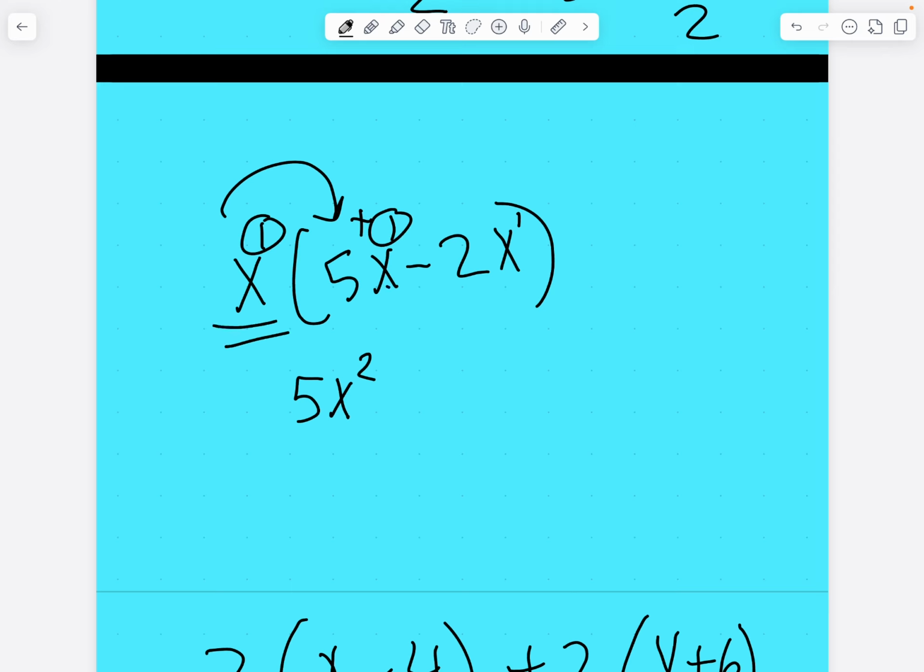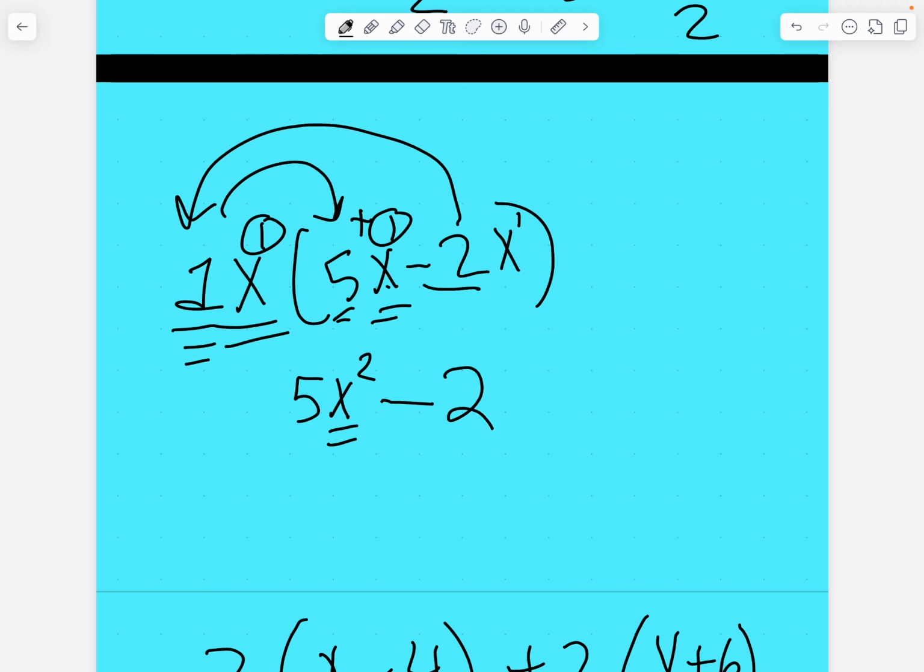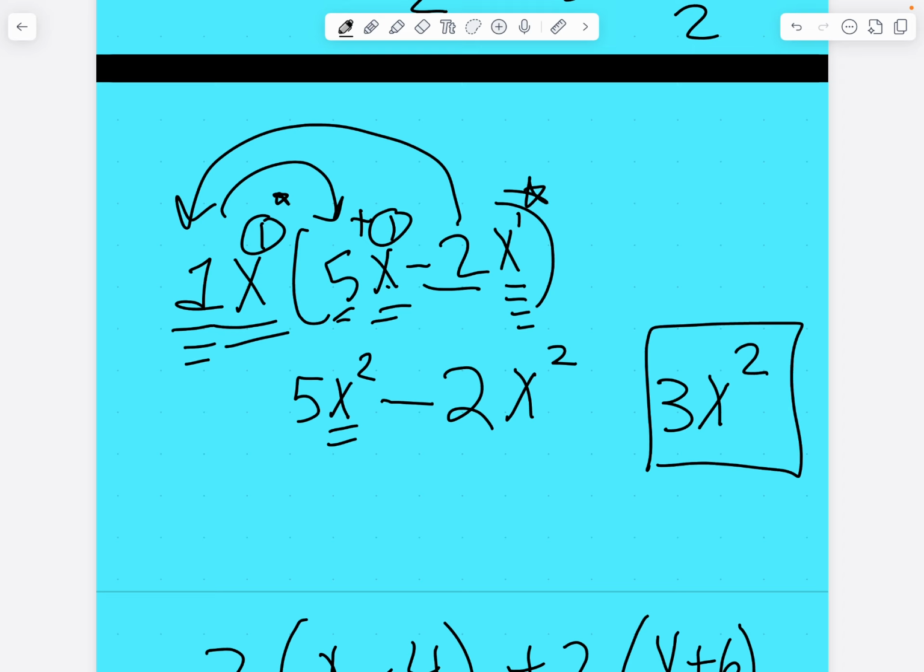I brought down the x, and then 5 times the invisible 1 got me 5x squared, minus 2 times 1 is 2, but it's negative 2 times 1. Probably a better way of saying it. And I'm going to bring down the x, right? What's 1 plus 1? With the stars, what's 1 plus 1? 2. So I have 5x squared minus 2x squared. 3x squared is the final answer.